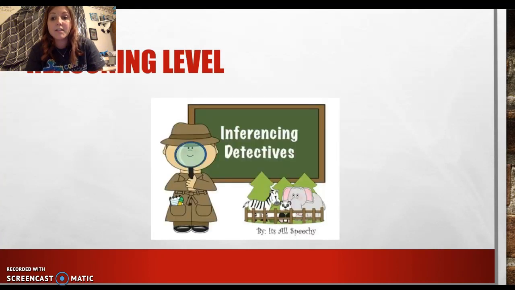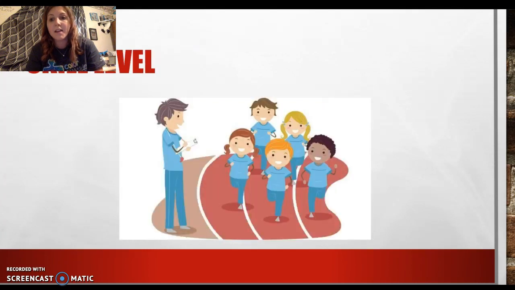Reasoning level, that's analyzing, using information to make decisions and applying knowledge. So this could be comparing and contrasting elements in a story versus elements in a video. That would be our reasoning level. Skill level is next, and that's using or demonstrating a skill taught. So, for example, this picture is of the mile. Students have to show their skills by running for gym class.